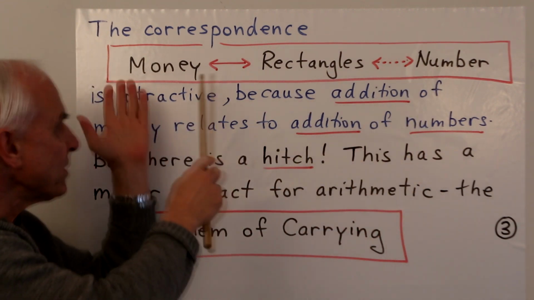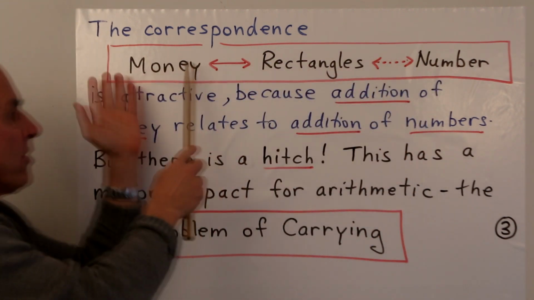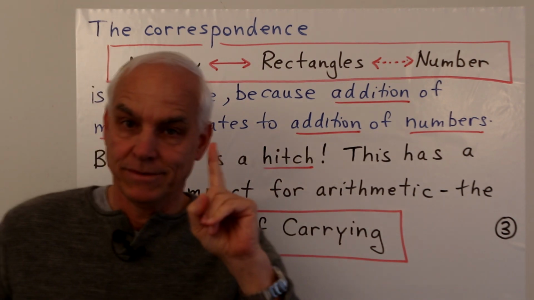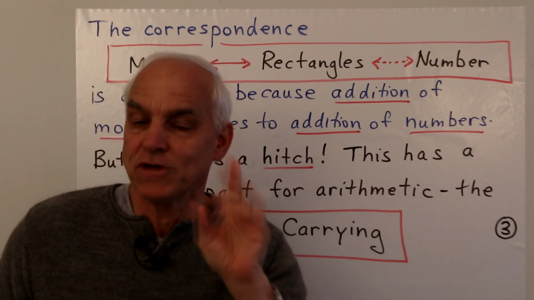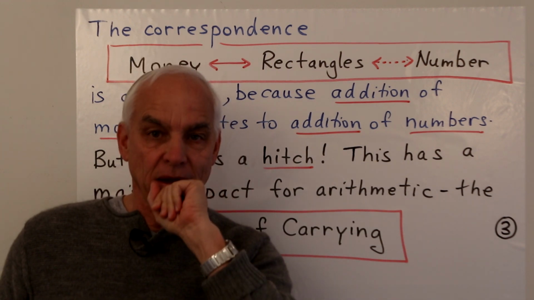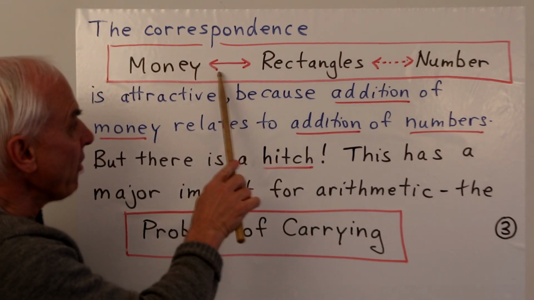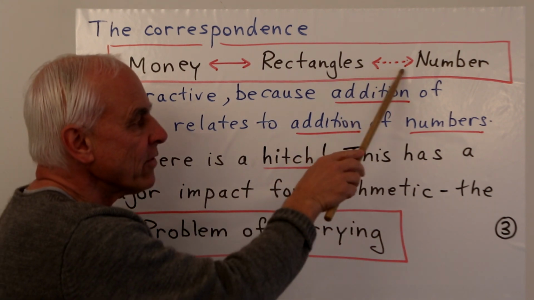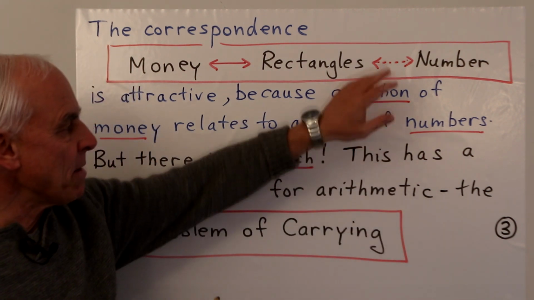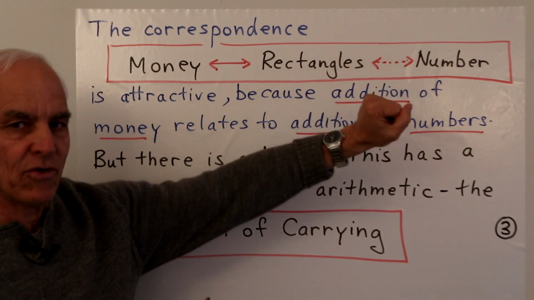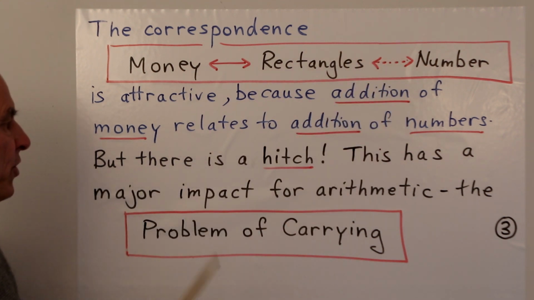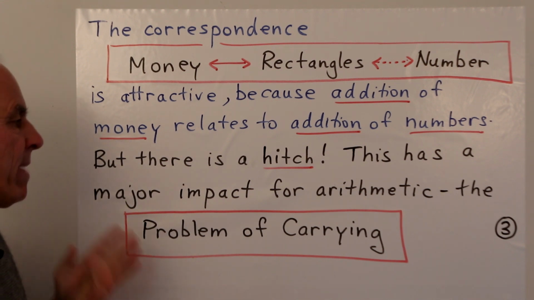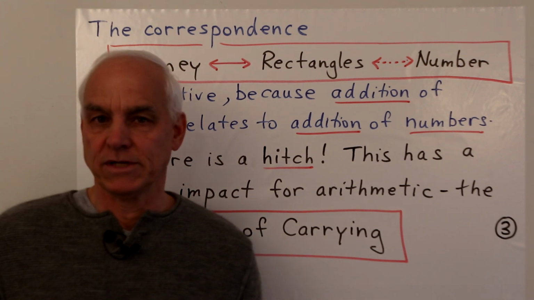Okay, so the arithmetic here and the arithmetic here are parallel. But, and it's a very important but, there's a qualification that needs to be made. And that's represented in this diagram by the fact that this is a solid correspondence, while this one here is dotted. There's something a little bit nebulous about this correspondence. So there is a hitch to this story, and this hitch has a major impact for arithmetic.